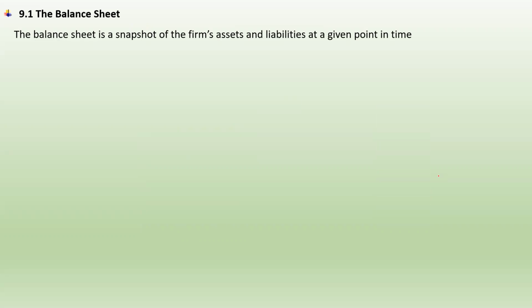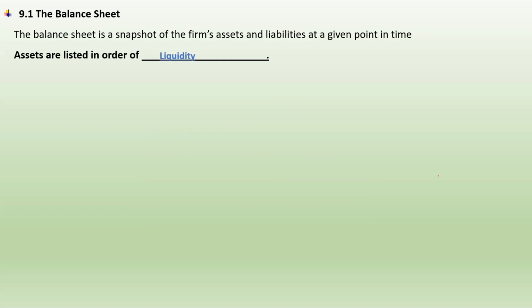So the balance sheet is a snapshot of the firm's assets and liabilities. Remember, the firm usually has a lot of assets. It includes tangible assets and intangible assets. It can also be classified as current assets, which are short-term assets, and long-term assets, which are fixed assets. And those assets are funded by mainly two types of capital. The first is debt capital, which is liabilities, and the second is called shareholders' equity, which is the contribution or investment by the shareholders.